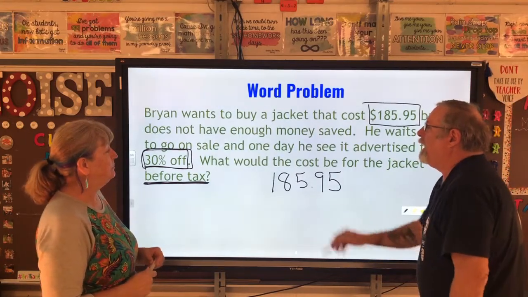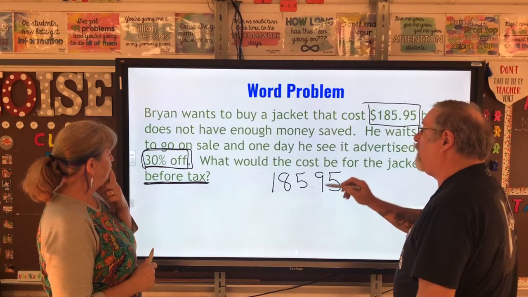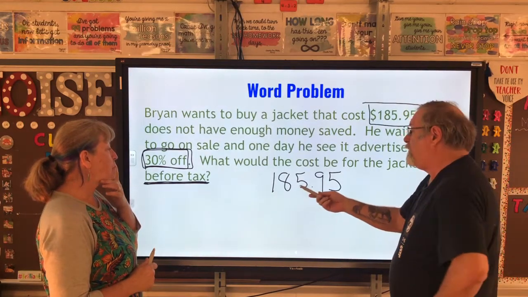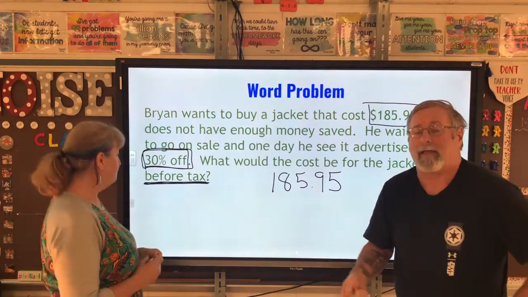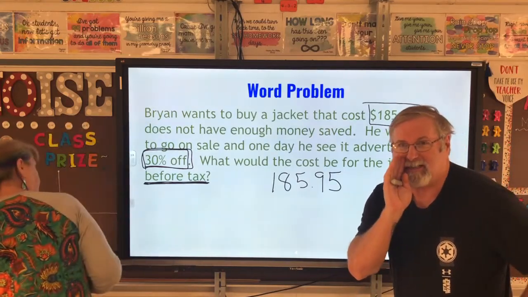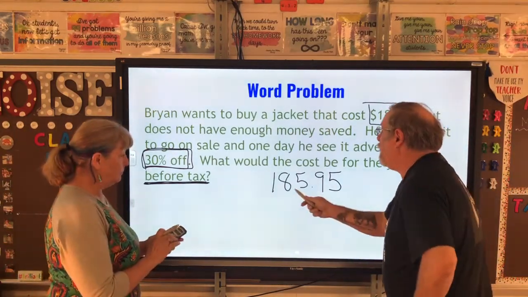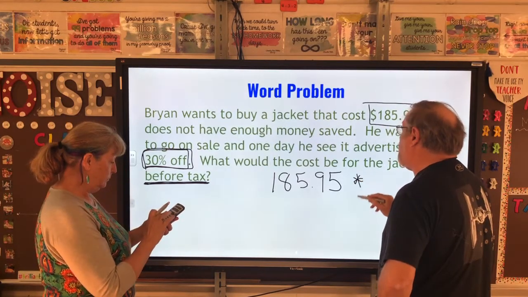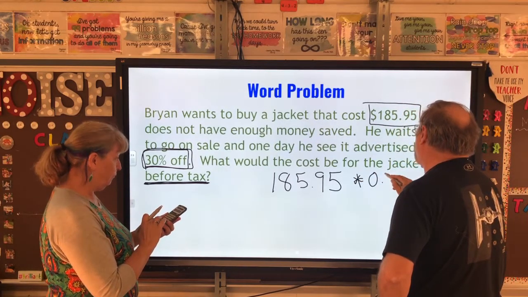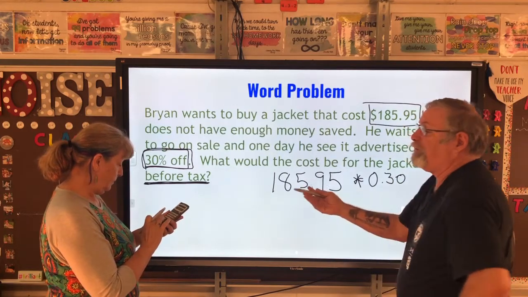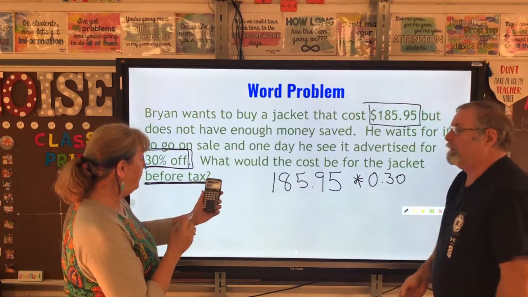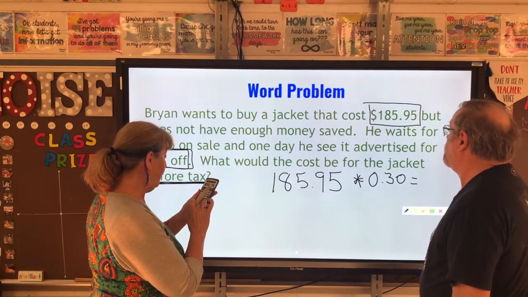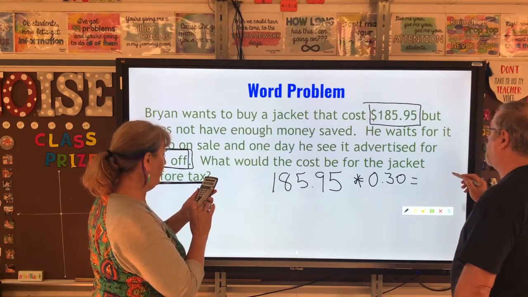Okay, and it's 30% off. So I need to know what 30% of $185.95 is so that I can subtract it. I'm going to show you a secret in a minute. Okay, so 185.95 and then 30%, so I'm going to multiply by 0.30 because that's what 30% is as a decimal. And I'm plugging in 185.95 times 0.30.